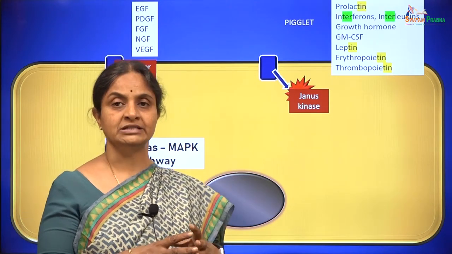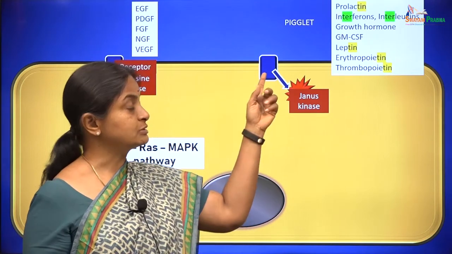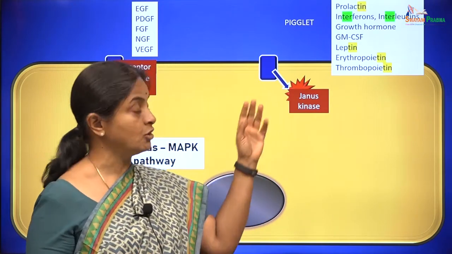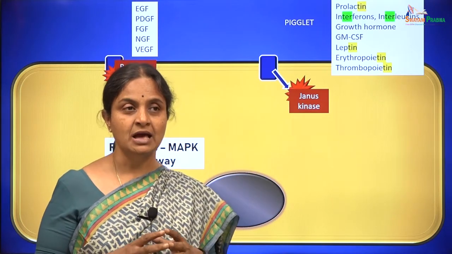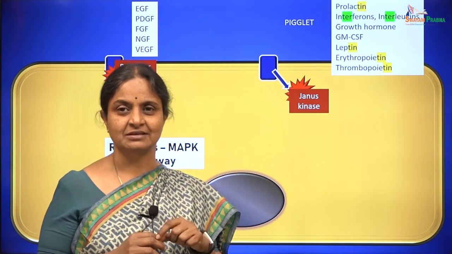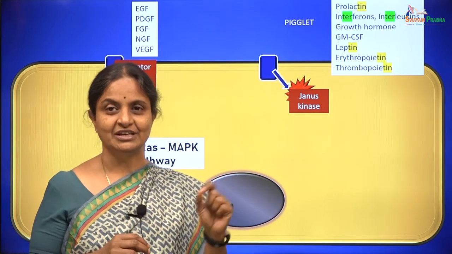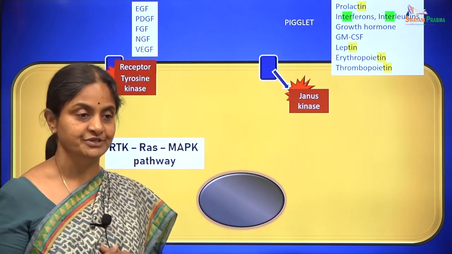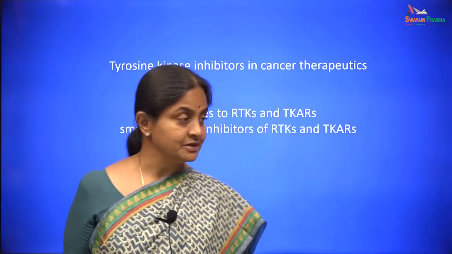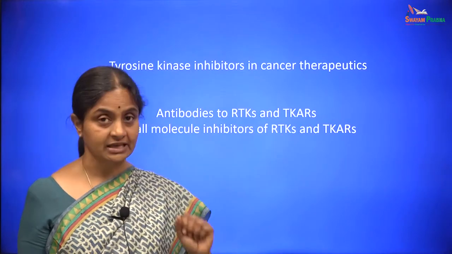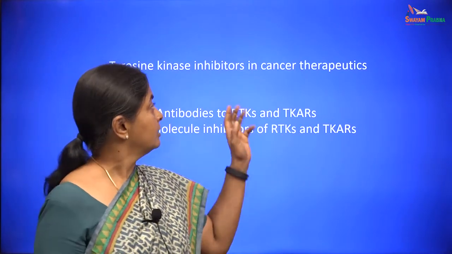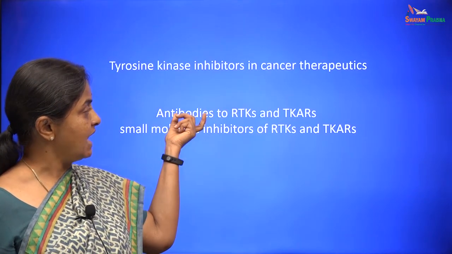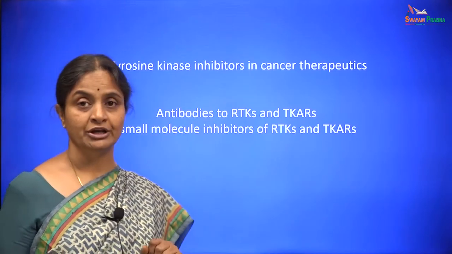The monoclonal antibodies are named as MABs, and all these small molecule inhibitors of either receptor tyrosine kinases or tyrosine kinase associated receptors are called TINIBs: nilotinib, gefitinib, erlotinib. So they have this kind of suffix, inibs. Tyrosine kinase inhibitors acting on RTKs and TKRs are used in cancer therapeutics, and those inhibitors can either be antibodies or small molecule inhibitors.